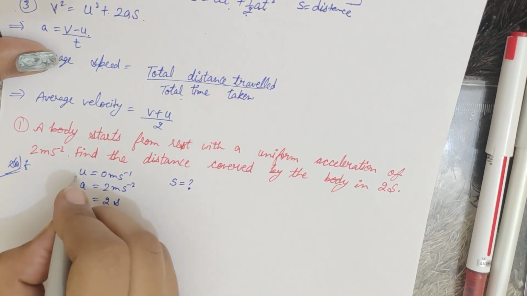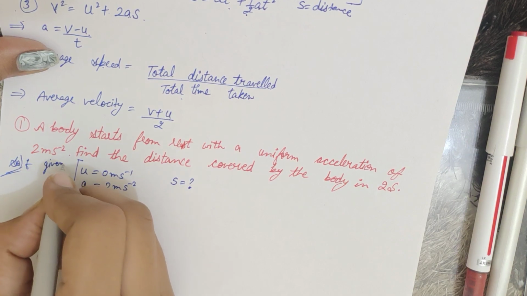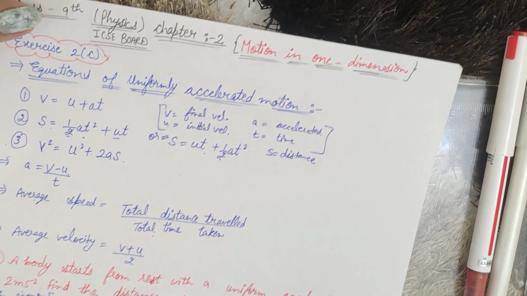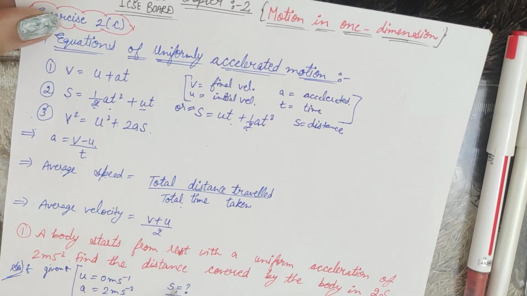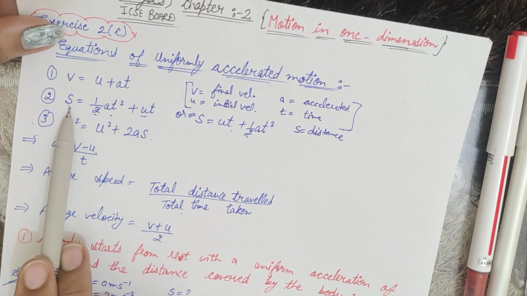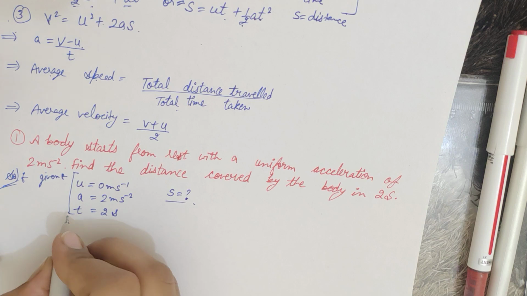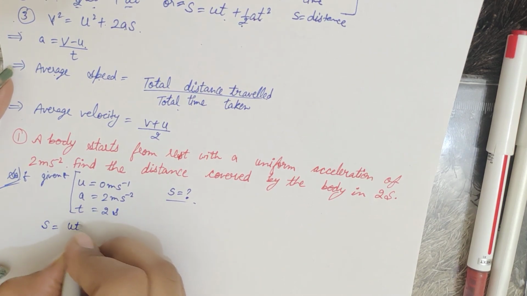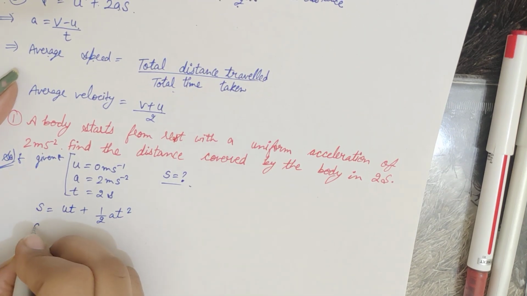So write firstly what are the things which are given in the numerical. These are the given things and what we need to find out. Now check here which equation is appropriate to use in the numerical. You can see here S, U, A and T. These are the things. So it means we can simply use the second equation for solving this numerical. What is the equation of uniformly accelerated motion here? S is equals to ut plus half at square. This is the equation. S we need to find out.